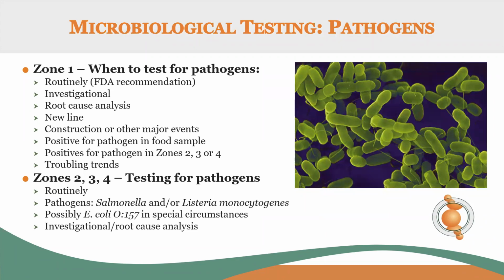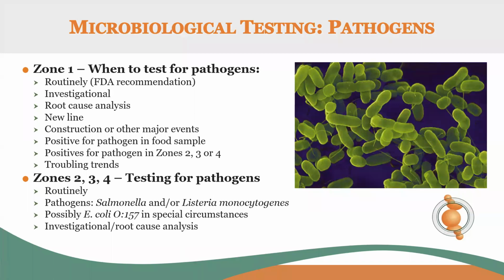So for pathogen testing, when do we test for pathogens? For zone 1, you routinely want to test for this. This is what the FDA recommends. If you do happen to get a presumptive positive, then of course you want to continue testing for pathogens investigationally. It will also be part of your root cause analysis to do more testing.